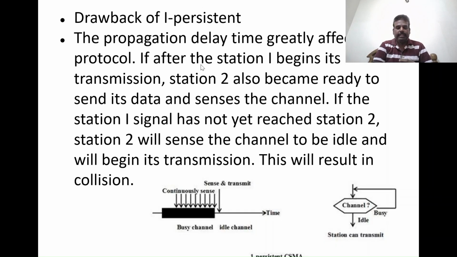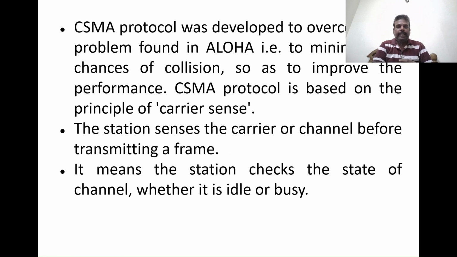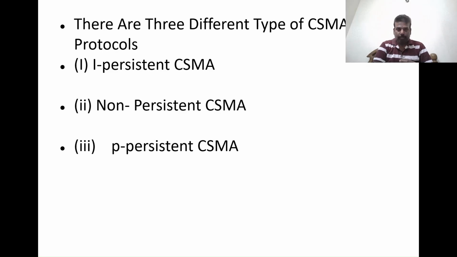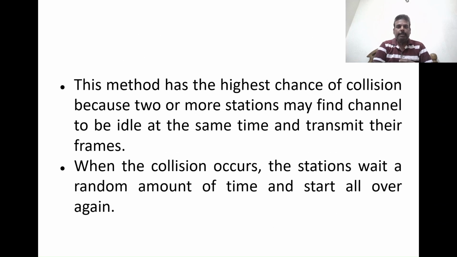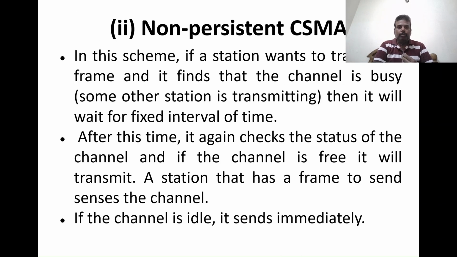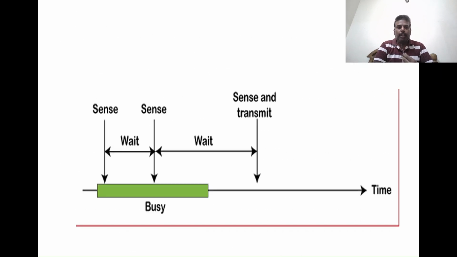That is one-persistent. Carrier sense multiple access is about how I'm going to sense my carrier and how I'm going to transmit my data. So the first one is one-persistent: I'm going to sense my channel continuously, and if I have my data, then I am able to transmit it. The second one is non-persistent.